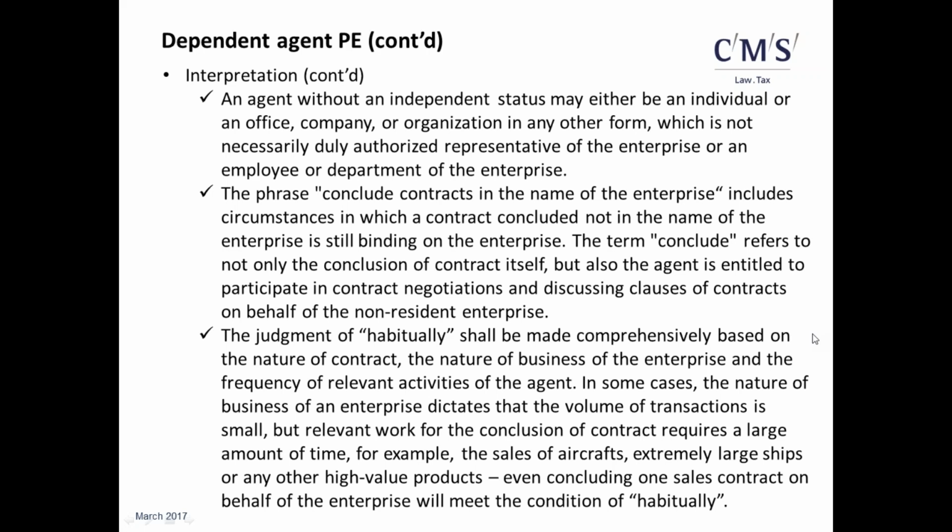Oh, sorry, the first two points in this slide may be redundant. So let's look at the third point directly in this slide. The third point is the judgment of "habitually." When we read the definition of a dependent agent PE, it says that if this agent has the right and habitually exercises the right to sign contracts in China on behalf of the foreign enterprise. So how can we understand this "habitually"?